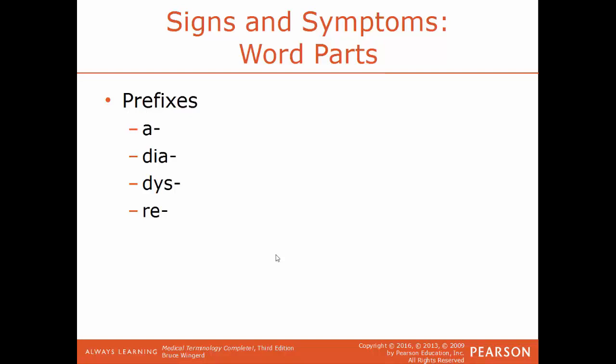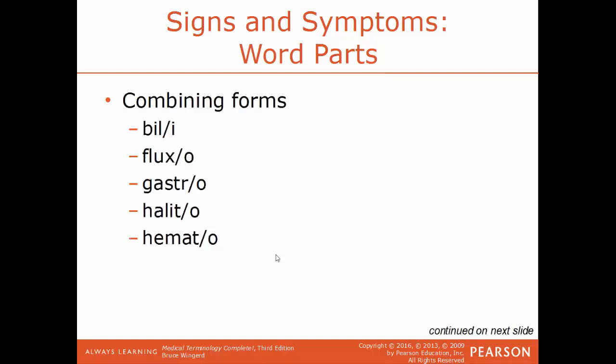The first one, A, means lacking or without. Dia means complete or through. Dis is painful or abnormal or difficult. And then re means back or backward. All right, some common combining forms that you'll see.